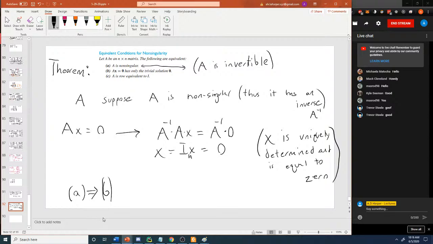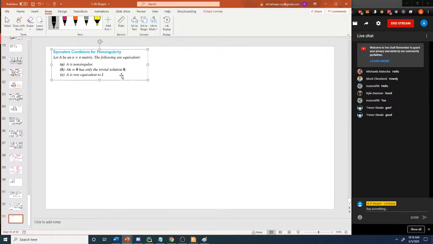Now I'm going to look at the proof that B implies C. So we'll go down here. And the way I'm going to do this is I am going to look at the augmented matrix A underscore X. So this is actually A underscore 0.